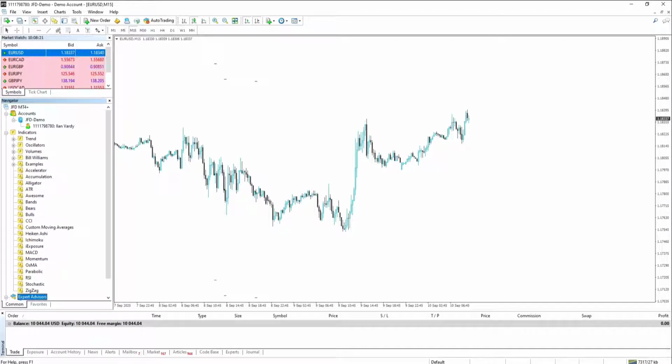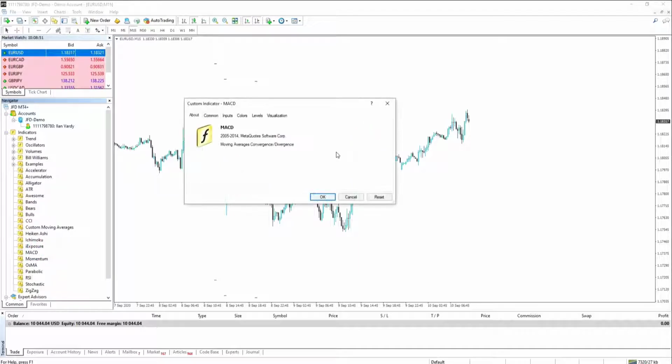It's not very important to know the mathematical equations behind the indicator, but it is important to know how the indicators work. One of the most popular indicators that are used is the MACD, which is the moving average convergence divergence. And to add it to your chart is very simple. We're just going to click on it and then drag it onto our chart.